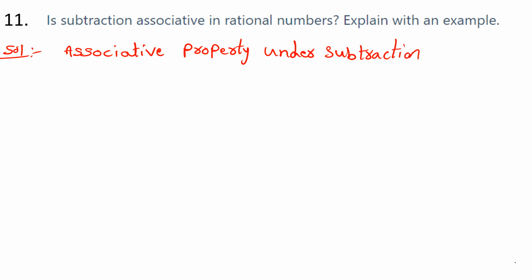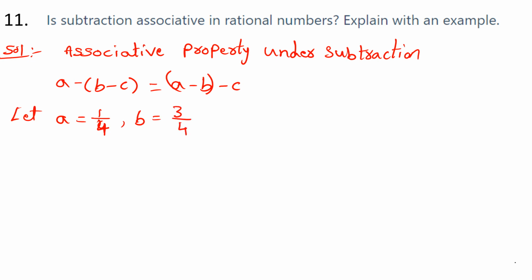So what is that? A minus B minus C is equal to A minus B minus C. That is the associative property under subtraction, right? So take that, let A equal 1 by 4, B equals 3 by 4 and C equals 5 by 4. Now substitute in the place of A, B, C there.